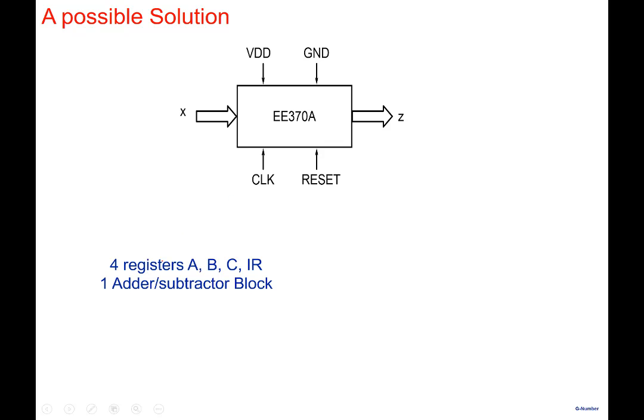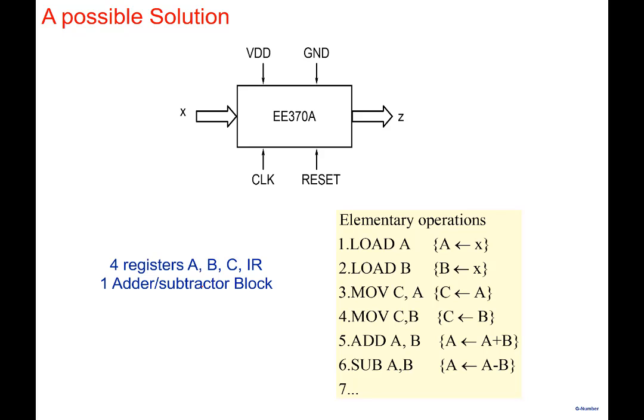I'm going to have in my IC 4 registers. As you can imagine, I'm adding 4 numbers, right? A plus B plus C plus D and all that. So at least 4 registers. A, B, C, IR. Why IR, you will see in a minute. A different name pops out here. And obviously, I'm designing an adder-subtractor IC, so I'll have 1 adder-subtractor block. I could use 2, but right now, let's just use 1.